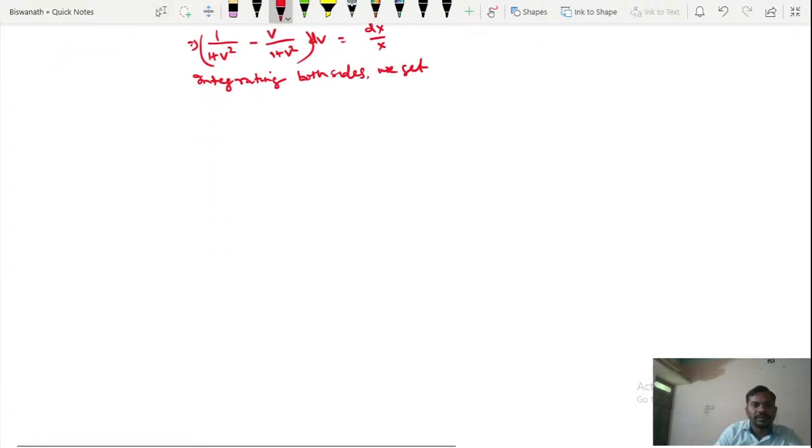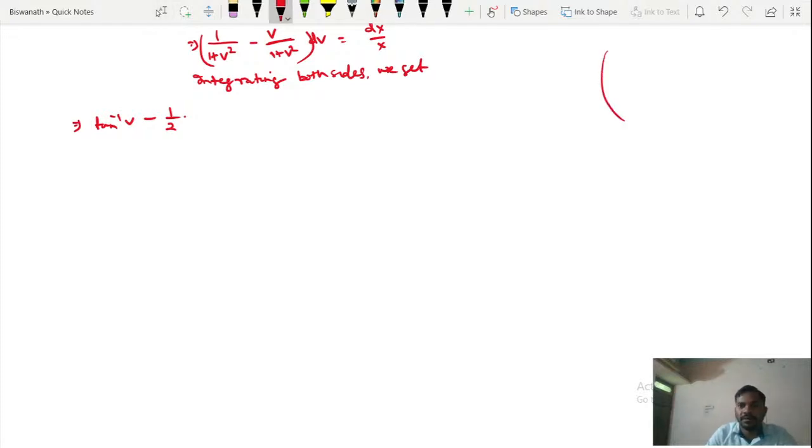So if we integrate both sides, you will see the integration of 1 by 1 plus v square is tan inverse of v. Similarly, the integration of v divided by 1 plus v square. So I will multiply by 2 and divide by 2. The divided by 2 is your half, and if you multiply by 2, then this will be 2v divided by 1 plus v square.